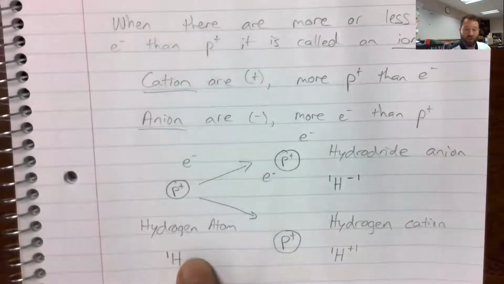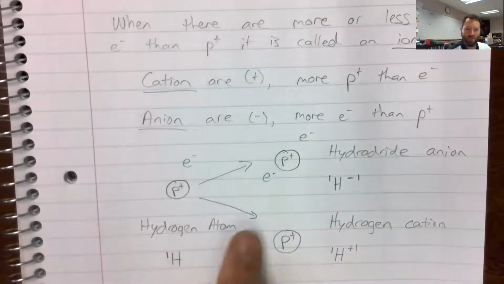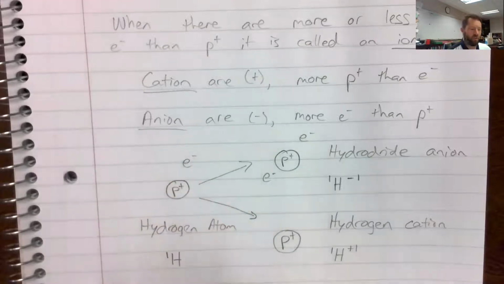Again, when you don't have a charge at all, that means you have an atom and you have equal numbers of protons and electrons.